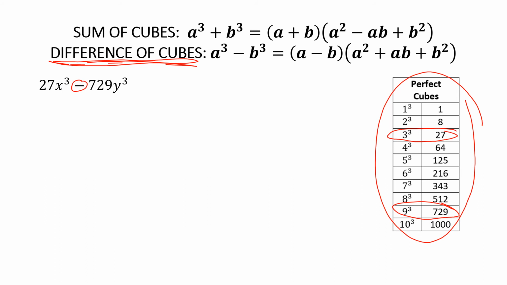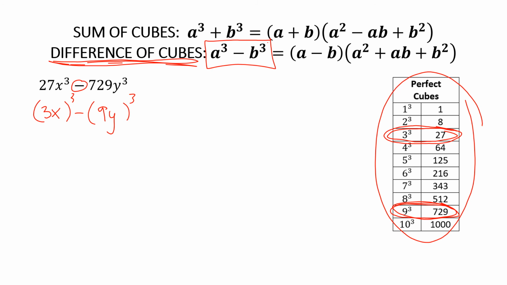So like we have on the other examples, we're going to start by writing this in the way that the formula is written. So I'm going to break it down. I want to know what is it that I'm cubing here. So again, if I look over here at my table, 3 cubed is 27. So this one would be 3x cubed. 3 cubed is 27 and x cubed is x cubed. And the 729 I see down at the bottom is 9 cubed. So this one would be 9y. 9 cubed is 729 and y cubed is y cubed.